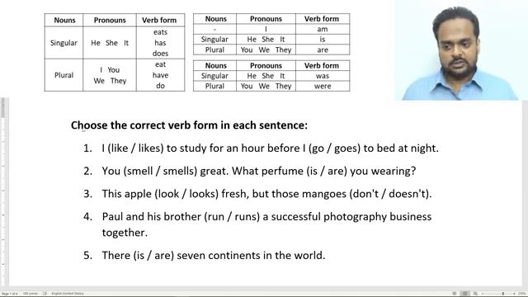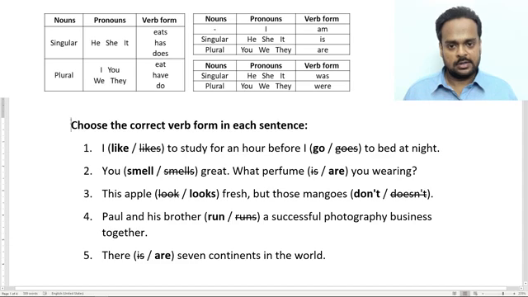All right, in each sentence, I want you to choose the correct verb form. So in each one, you see that there are 2 options at various places. I want you to choose the correct option in each case. Stop the video now, think about your answers, then play the video again and continue. All right, here are the answers.